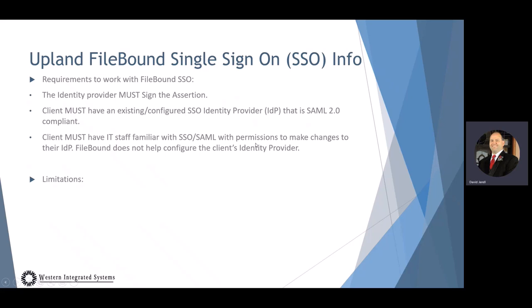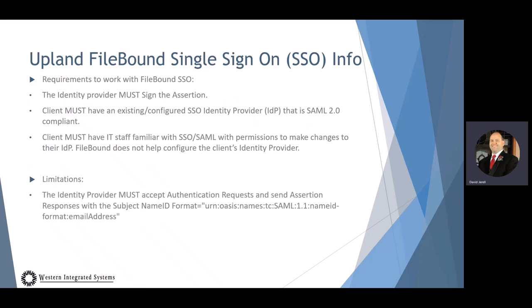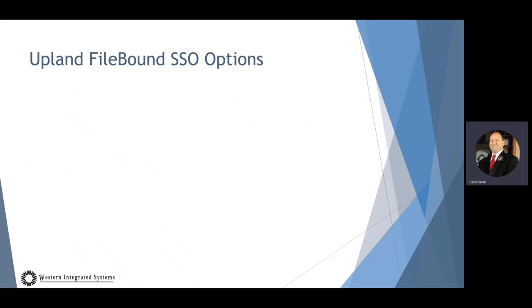And then some of the limitations. Currently, this is information for version 7.5, and that information might change in version 8. But currently, the identity provider must accept authentication requests and send assertion responses with a subject name ID format, and you can see the format there. That's one of the options you have to have as far as the must requests. And then also the assertion encryption only supports SHA-1 at this time. And we'll give you some idea also of some of the FileBound single sign-on options that are available that you can plug in today.